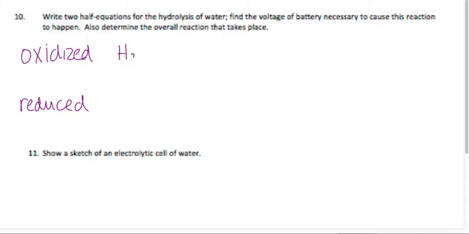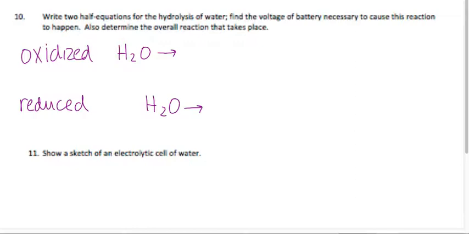So what you guys need to be able to do is write half reactions for the reduction and oxidation of water. So I have a few things that will help you understand here. Put the phone up. And by up, I mean away, not just on your desk.